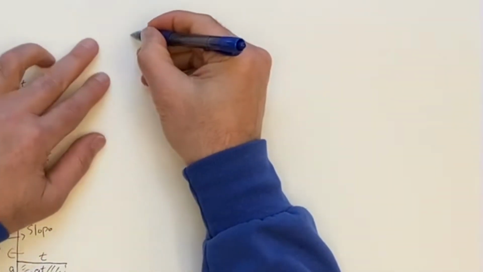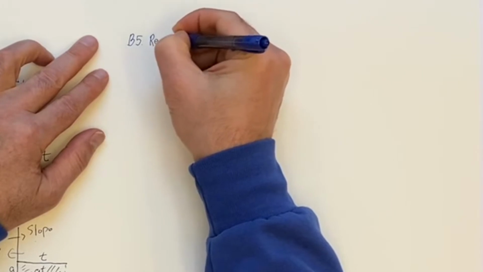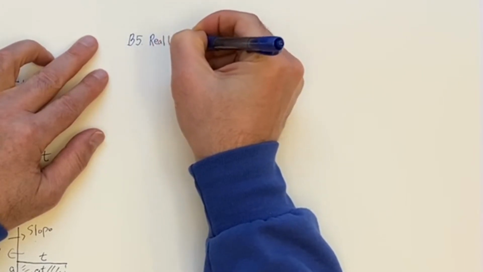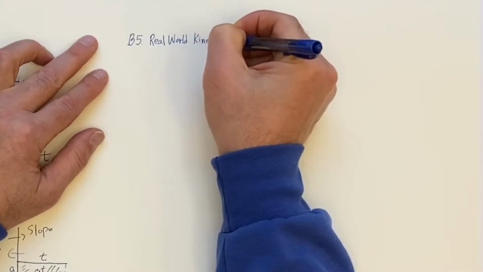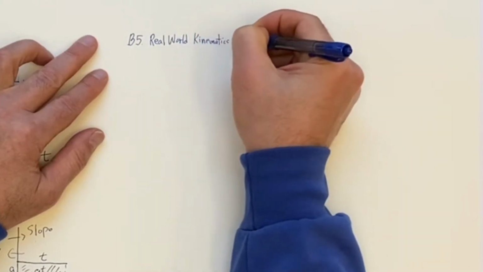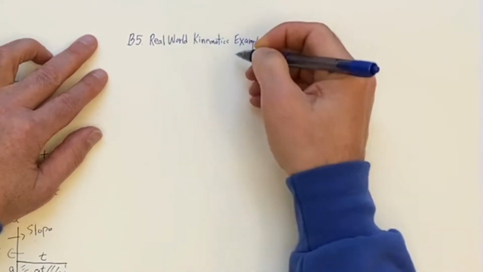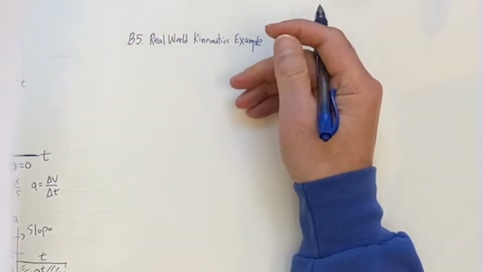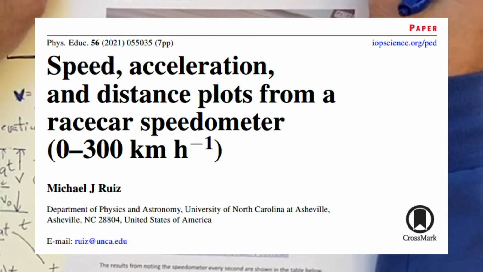Well, the last section here, B5, is a real world kinematics example. And this one I thought of when I was preparing this class and led to a publication. My first paper that I guess was published after I retired.